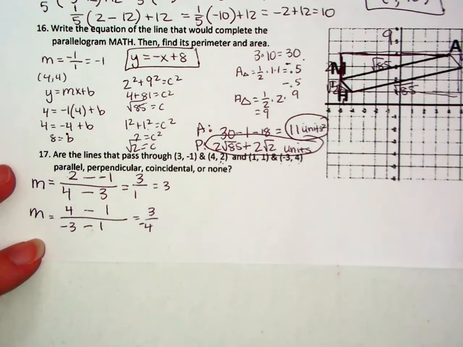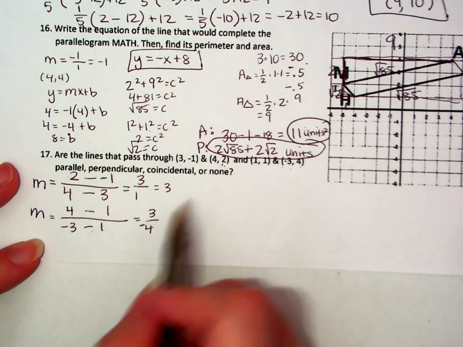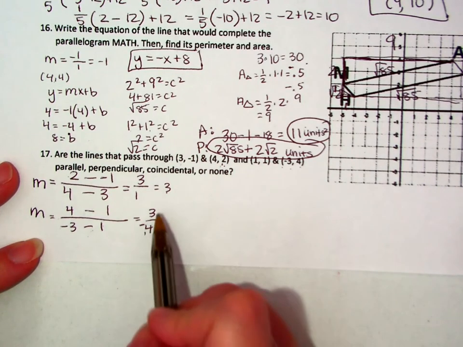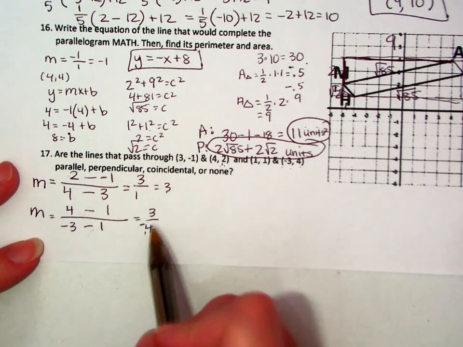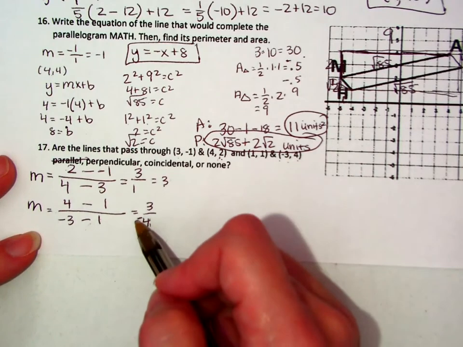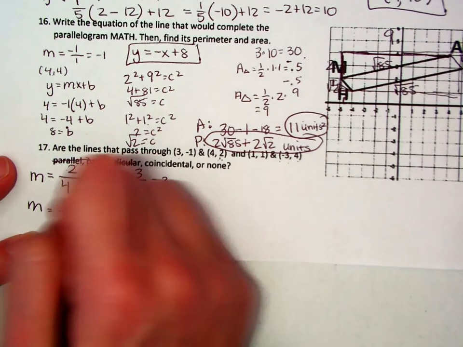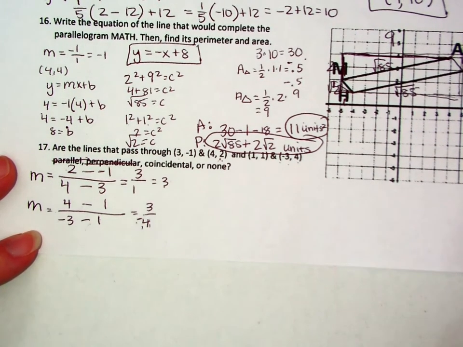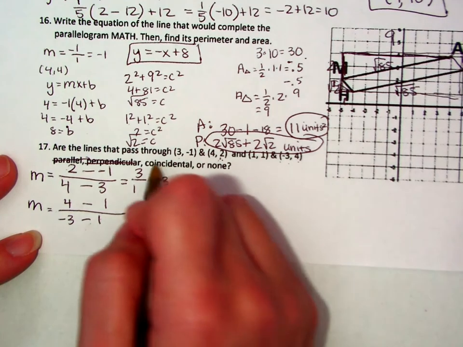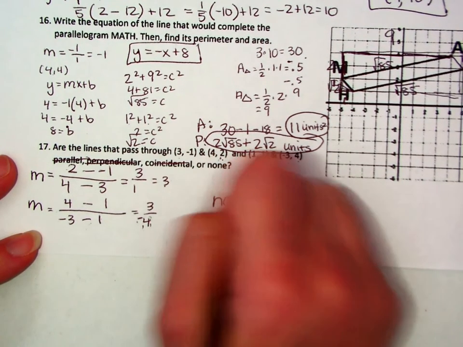So if we look very carefully at this, one of these has a slope of 3, and one of these has a slope of -3/4. For them to be parallel, these would have to be the same, so that's out. For them to be perpendicular, they need to be opposite, which it is, and reciprocal, which it's not. And for them to be coincidental, these would have to be the same slope and essentially the same line, so that's out. So the answer to this question would be none.